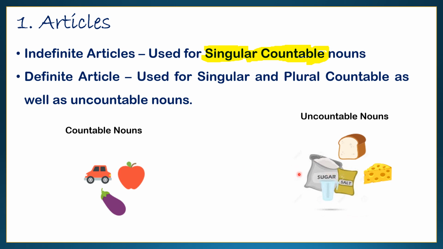So things which cannot be counted are called uncountable nouns, whereas things which can be counted are called countable nouns. So indefinite articles a and an are used only with singular countable nouns, whereas the definite article the is used for singular, plural, countable as well as uncountable nouns. So how to differentiate when to use a and an? We know it already from the previous video. Please go through the link if you have not already seen it.